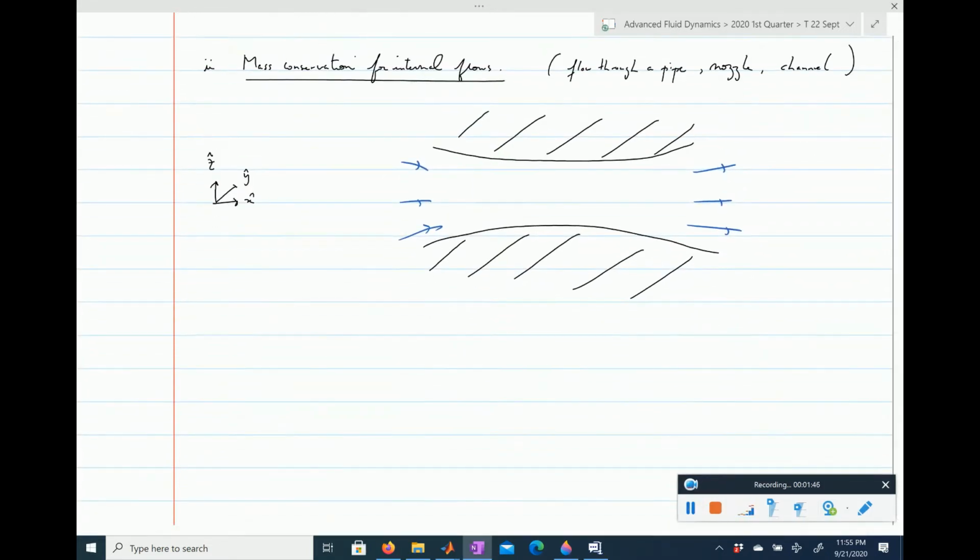So how does the mass conservation statement look like for such an internal flow? And we'll assume on top of that the flow is steady. So let's assume a steady flow.